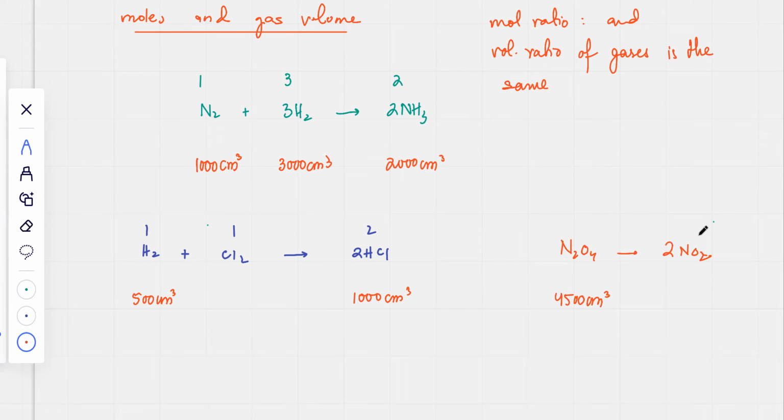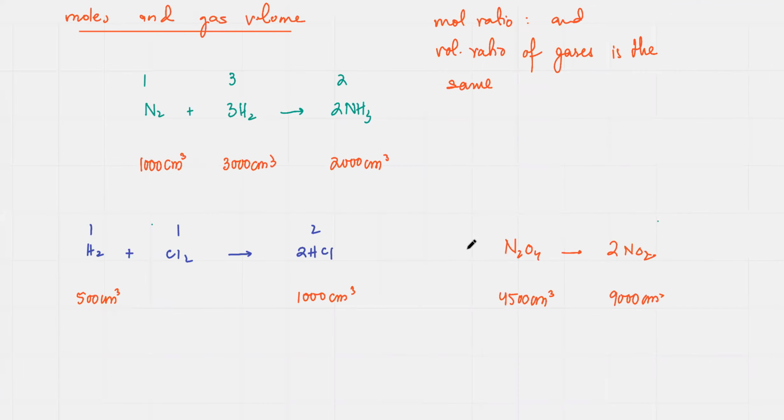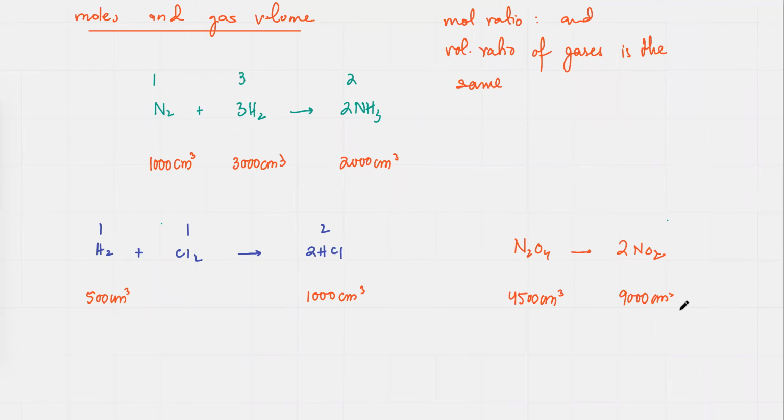What is it going to be? 9,000. Okay, so that's going to be 9,000. Because it's 1:2, that's it. So it's going to be 9,000. That's it. So the question is very simple. Don't bother finding moles.